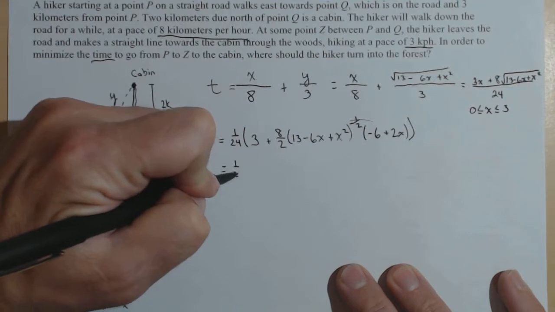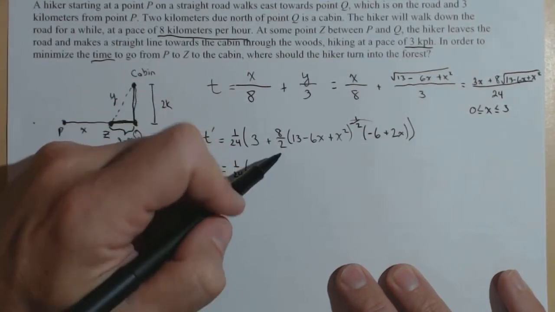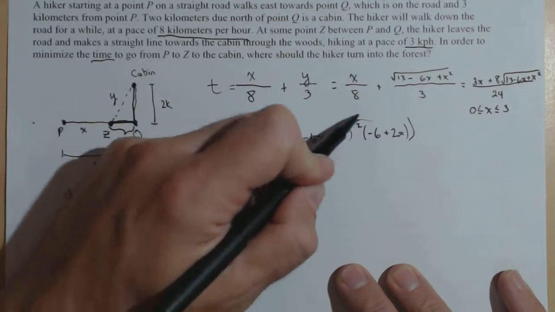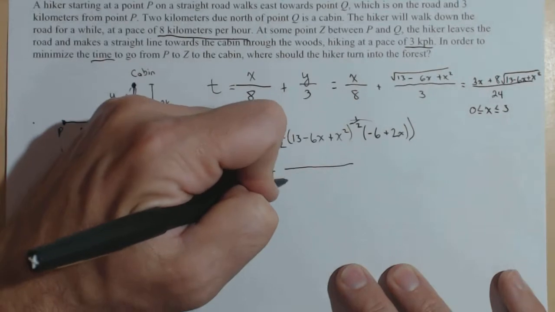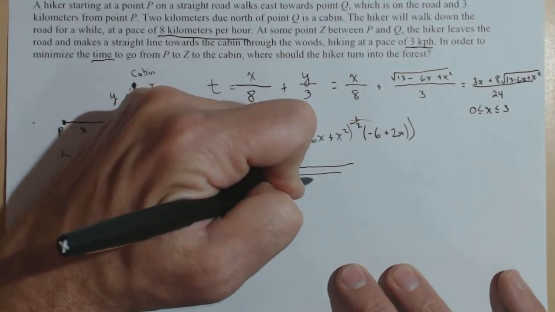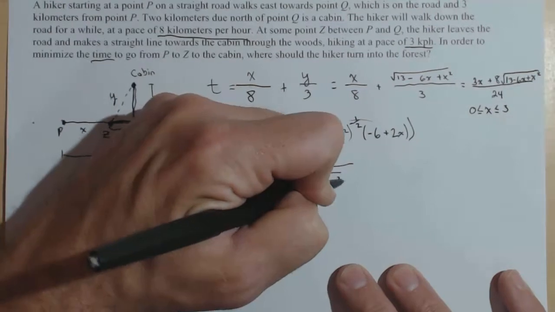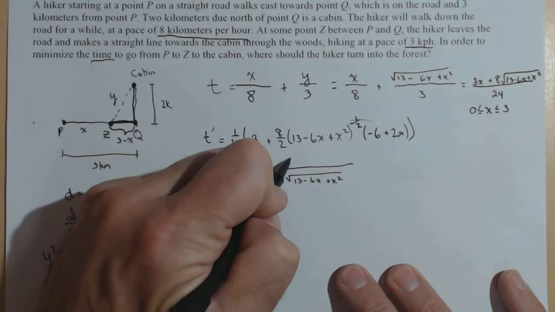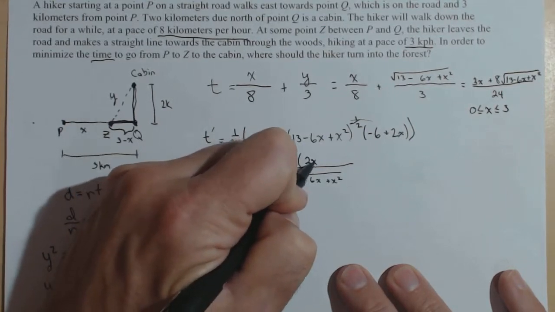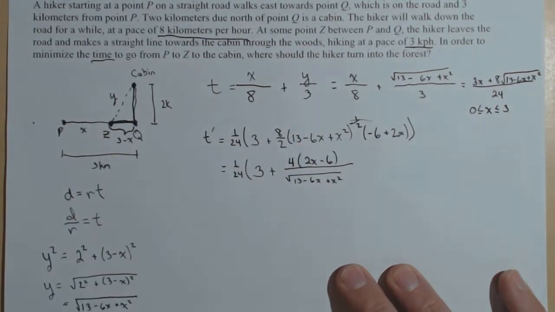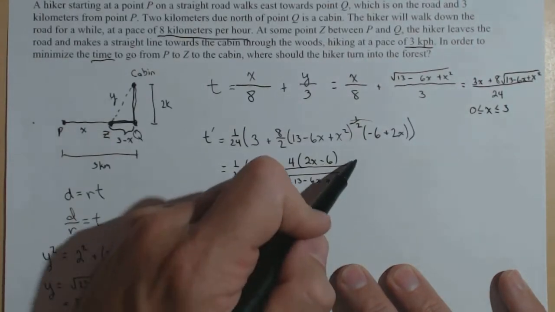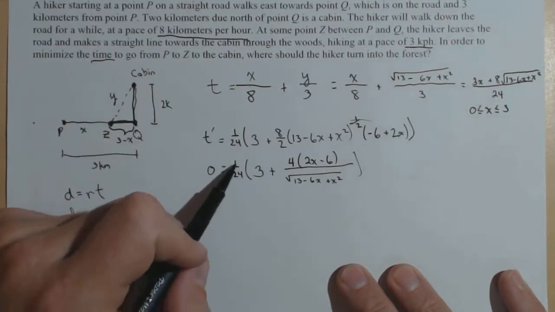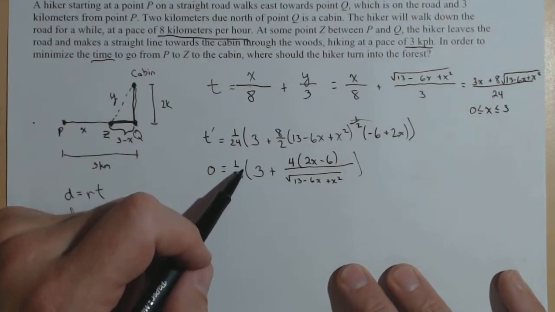Now, we need to figure out where this thing is 0. So I've got the 1/24th, and inside my parentheses I'm going to simplify a little bit. 3 plus 8 over 2 is 4. This is all going to the denominator, the square root of 13 minus 6x plus x squared. In the numerator, I'm going to change the order on this. I've got 4 from the 8 halves, and I'm going to write this as 2x minus 6 instead of negative 6 plus 2x. So that is going to get set equal to 0. Now the 1/24th isn't going to make a difference with the 0.